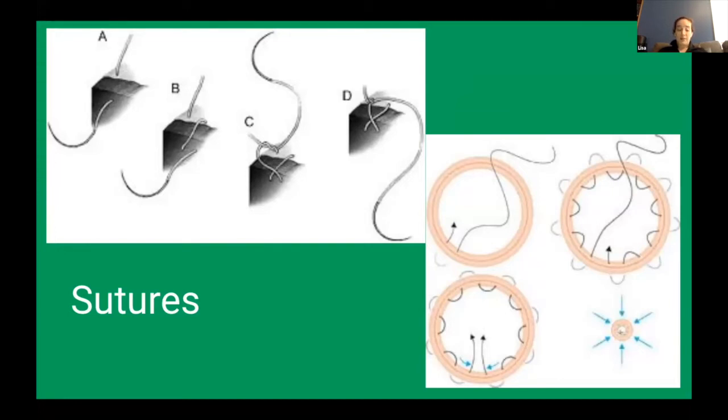Oftentimes, though, transected blood vessels, specifically arteries and arterioles, will retract into the tissue and make it very difficult to find the exact bleeding vessel. You'll just see bleeding around the whole site of the wound. So in these cases, figure of 8 or purse string sutures can be used to encompass the entire bleeding vessel and stop the blood flow.